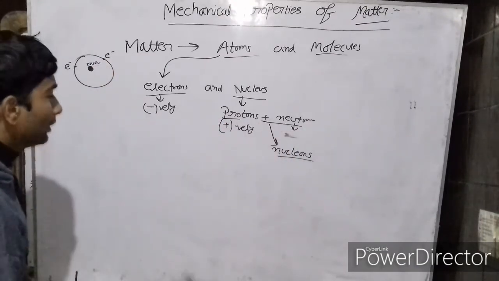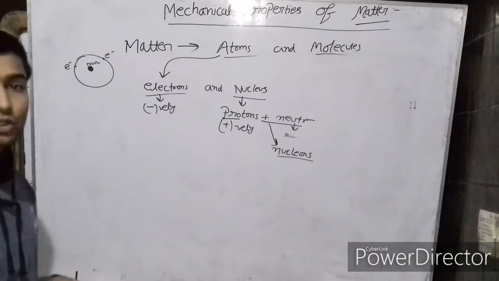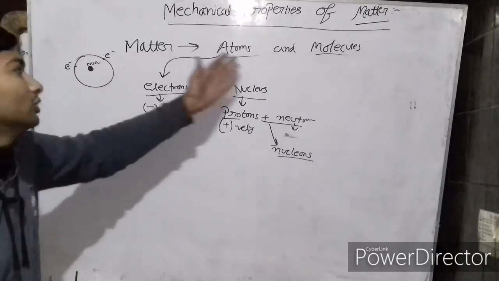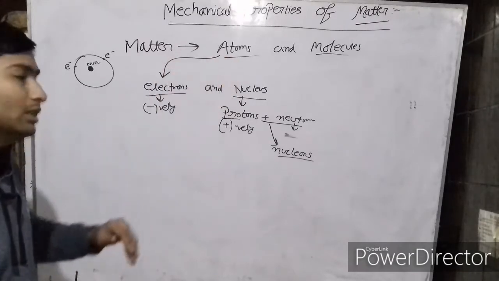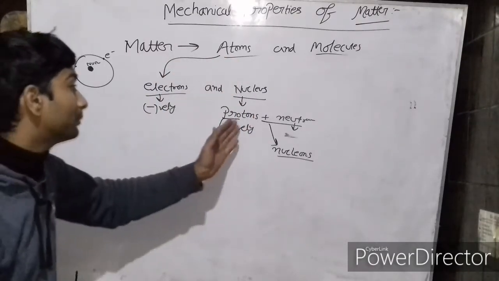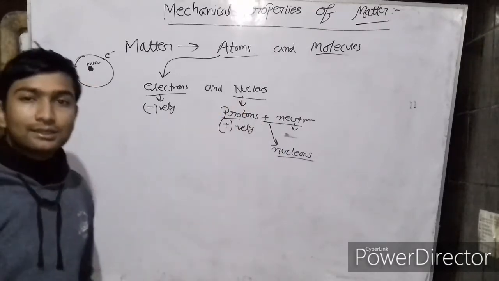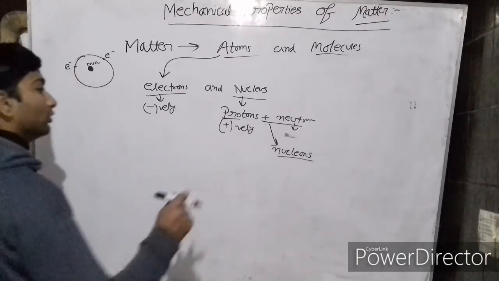Now we need to know the constitution of matter. Matter consists of atoms and molecules, atoms are made up of electrons and a nucleus, and the nucleus is made up of protons and neutrons. Now the question arises: why is the nucleus stable? So let's know about it.